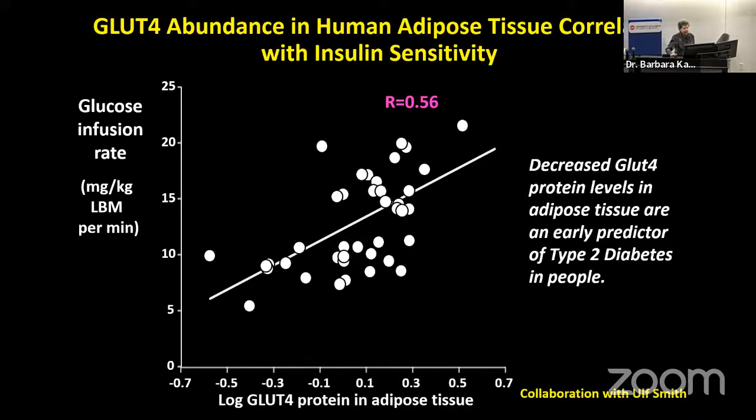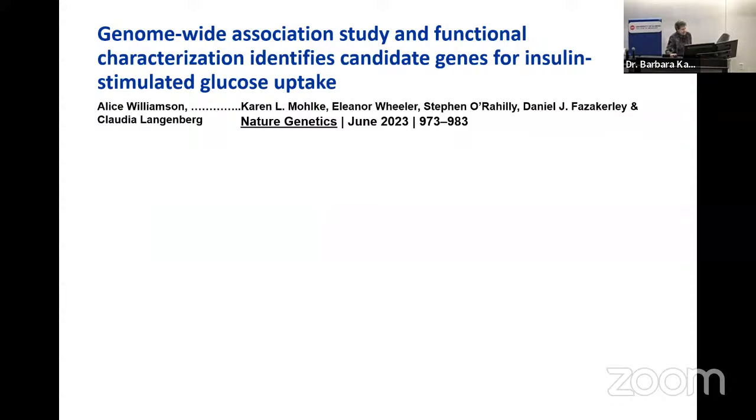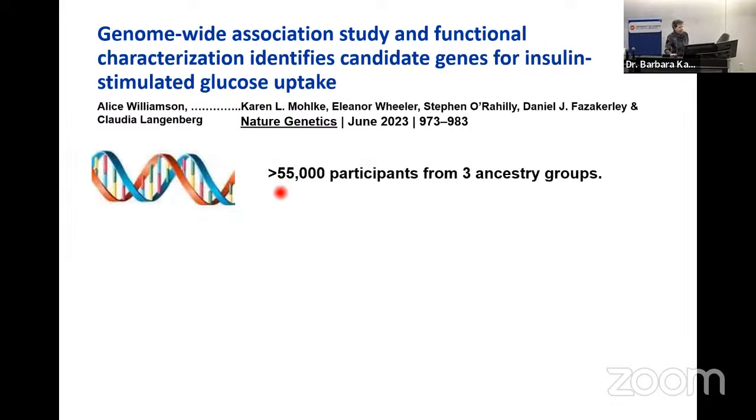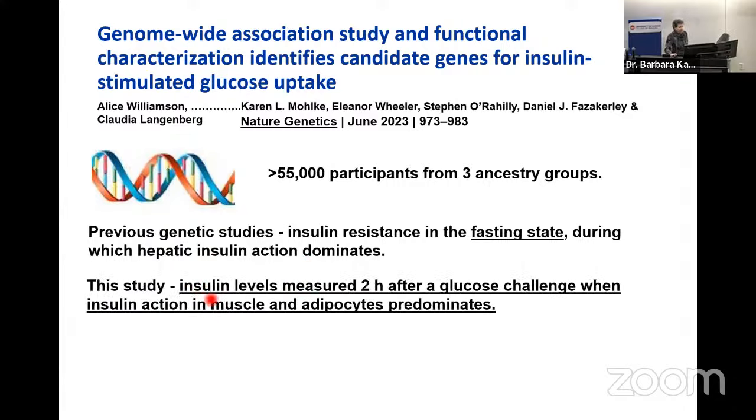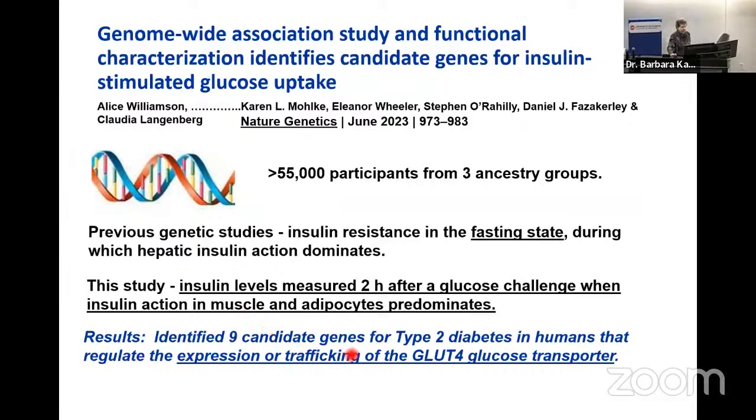And Ulf went on to show that decreased GLUT4 protein levels in adipose tissue are an early predictor of type 2 diabetes in people. And recently, in 2023, there was this very interesting GWAS study where, with rigor, they had 55,000 participants, 3 different ancestry groups, and different from previous studies, which looked at insulin resistance in the fasting state, during which hepatic insulin action predominates, this study focused on insulin levels measured 2 hours after a glucose challenge, when insulin action in muscle and adipocytes predominates. And what they found was 9 new candidate genes for type 2 diabetes in humans that regulate the expression or trafficking of the GLUT4 glucose transporter. Trafficking, we mean from intracellular vesicles to the plasma membrane.